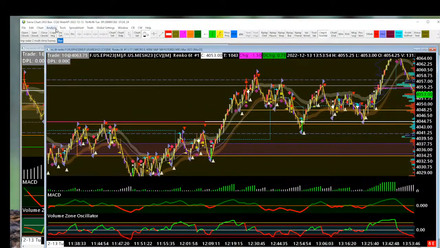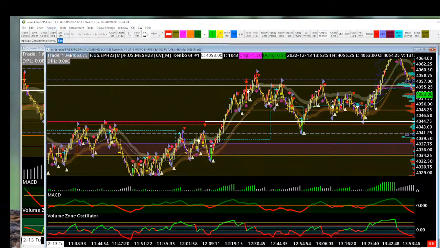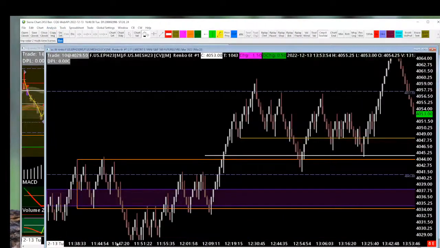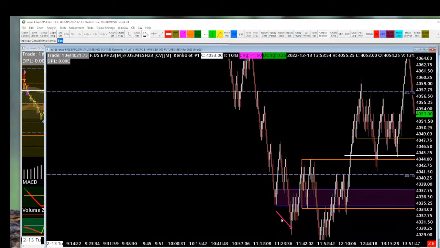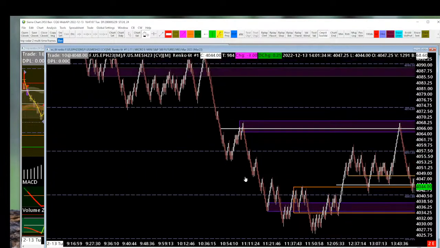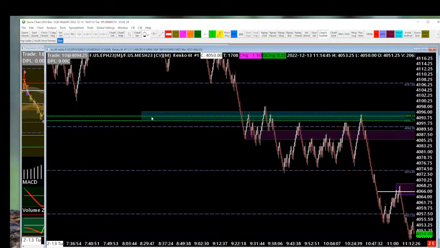Now look here. Now that we have all those levels, look what happens when I hide the studies. If I hide the studies and just look at the structure and the levels that were found with the studies, right? You can use the studies to find the levels, but once you've got them, here's the first one we found together, right?